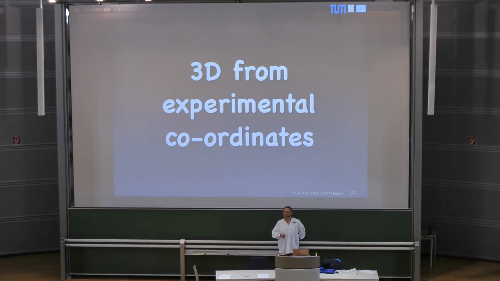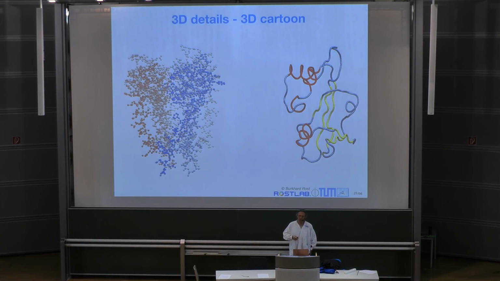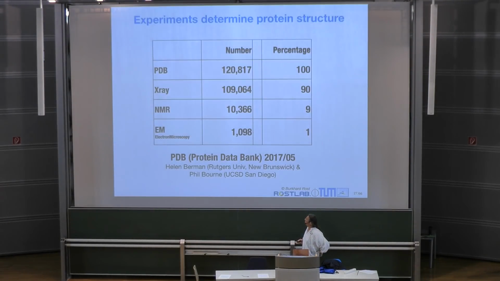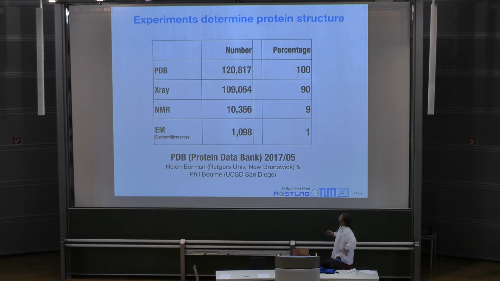Okay. Now, that gets me to another slight detour. I've said it before, I just want to say it in a more formal way. How do we actually get three-dimensional structures? These, in fact, are two ways, shown as cartoons. The way it's done by experiments: the PDB has, and this is a little bit outdated, 2017, 120,000 proteins for which the three-dimensional structure was known. 90% of these were determined by X-ray, 9% by NMR, and 1% by EM.